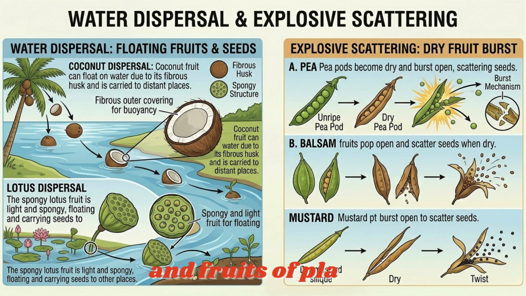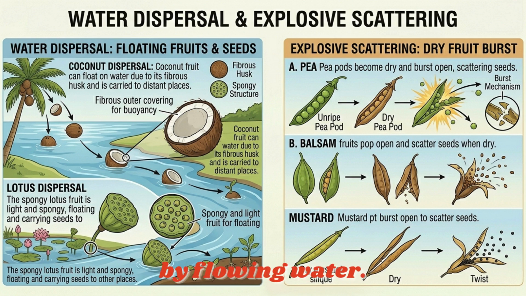Dispersal by water. The seeds and fruits of plants which grow in water or near water bodies are dispersed by flowing water. Coconut fruits fall into the water and are carried away by water to a distant place. Due to the fibrous outer covering, coconut fruit can float on water. The lotus has a spongy and light fruit which can float on water and is carried away to other places by flowing water.